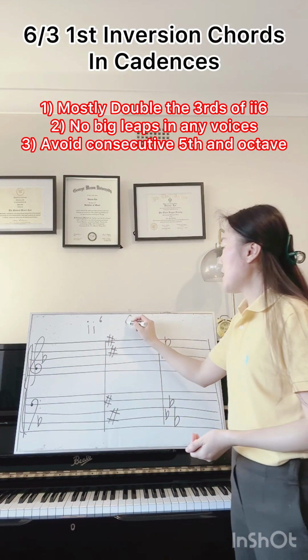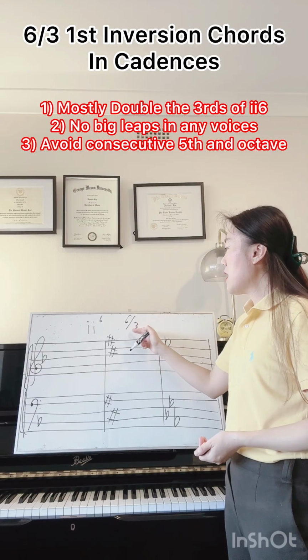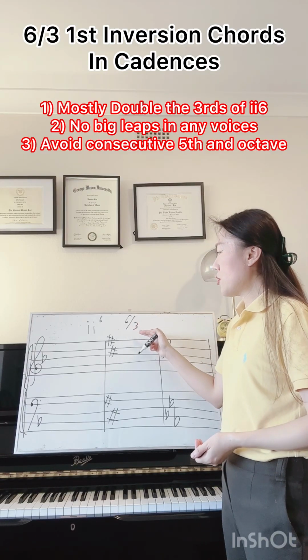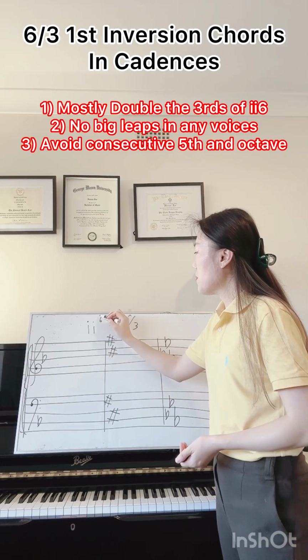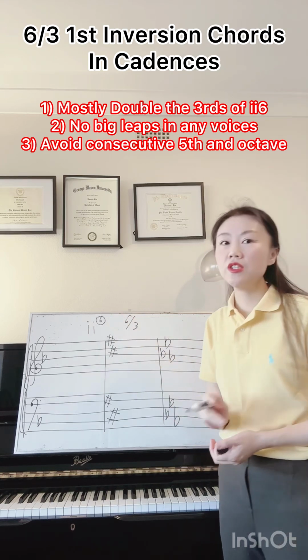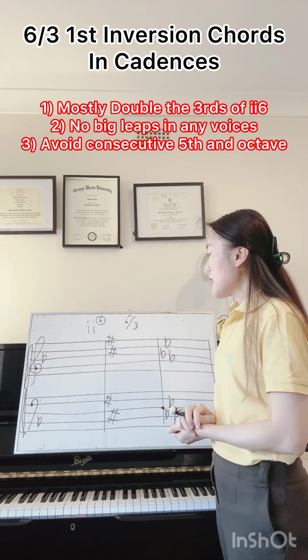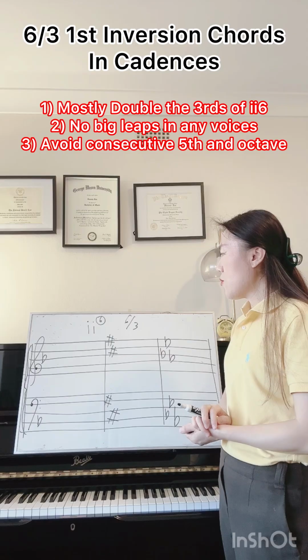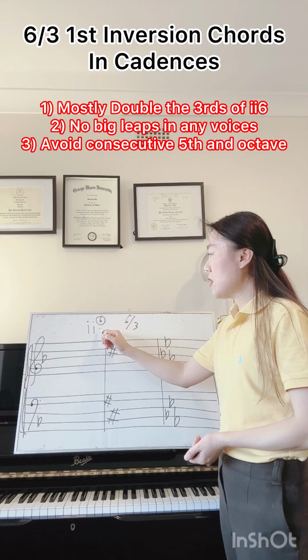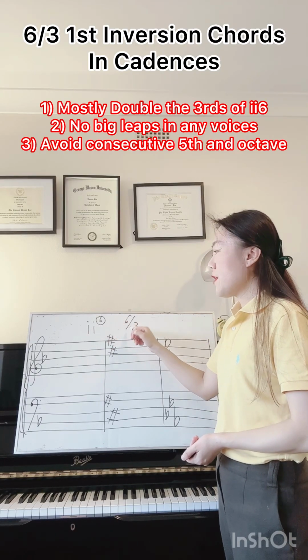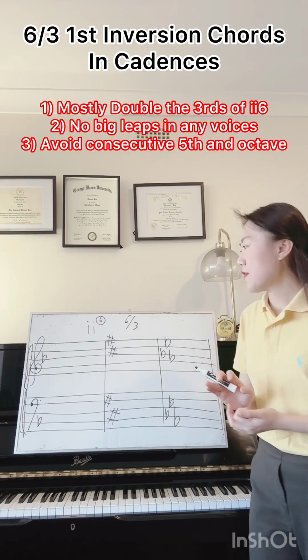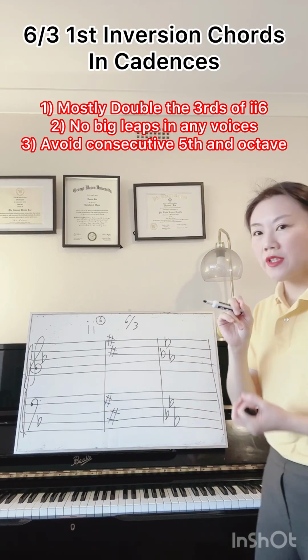6-3 is the full figure bass chord symbol of first inversion, but most of the time we're just using the top number 6 to indicate the first inversion. So we're going to talk about how we can use the supertonic first inversion chord that leads to the fifth chord to form an imperfect cadence. There are several rules that you need to remember.